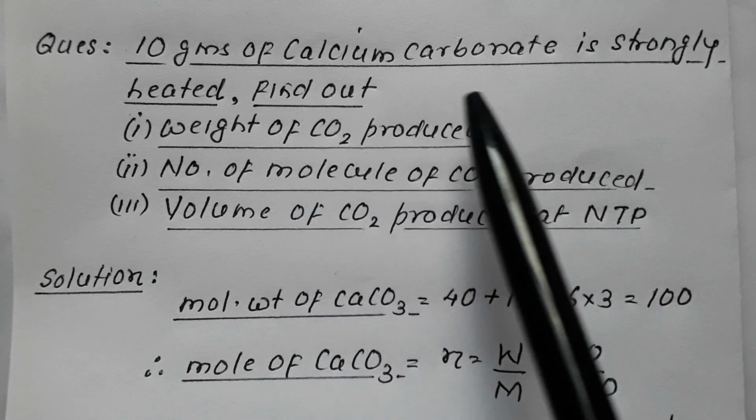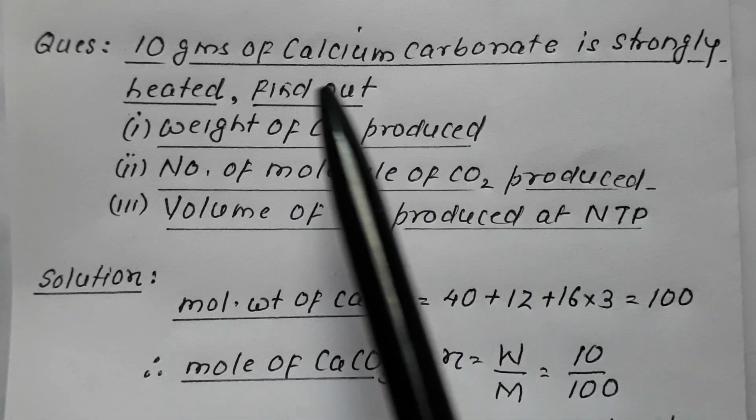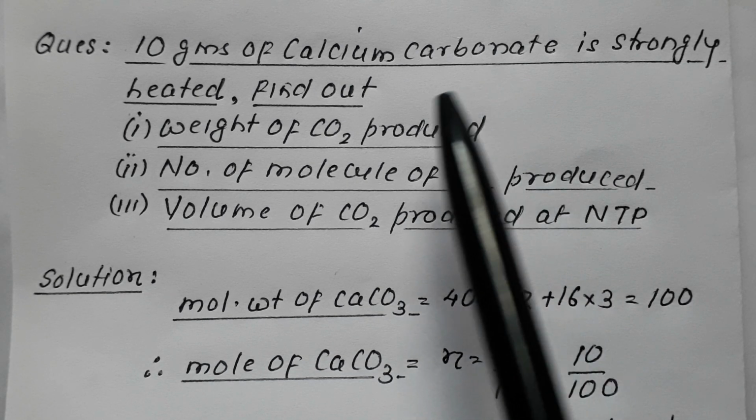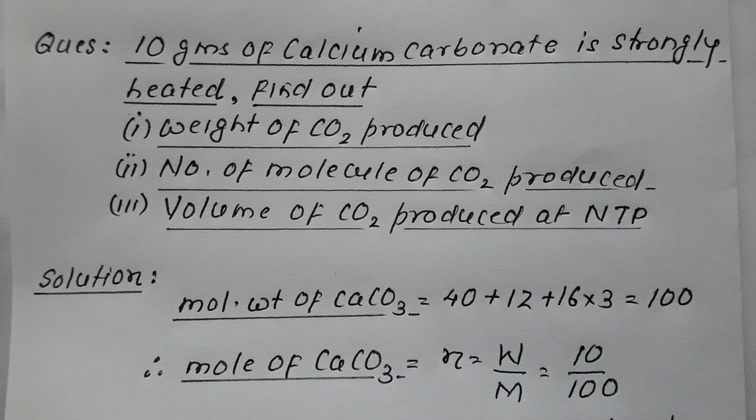We have been given the weight of calcium carbonate, but we have been asked for carbon dioxide. Which means we have to correlate calcium carbonate and carbon dioxide by writing a chemical equation, and that too a balanced chemical equation.